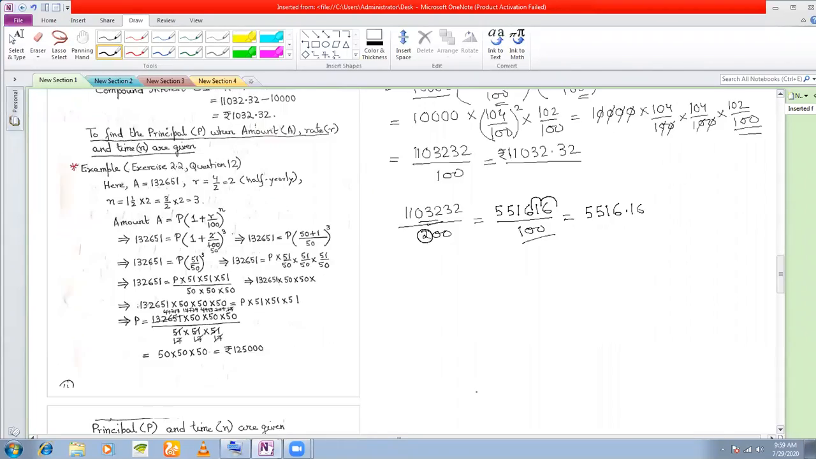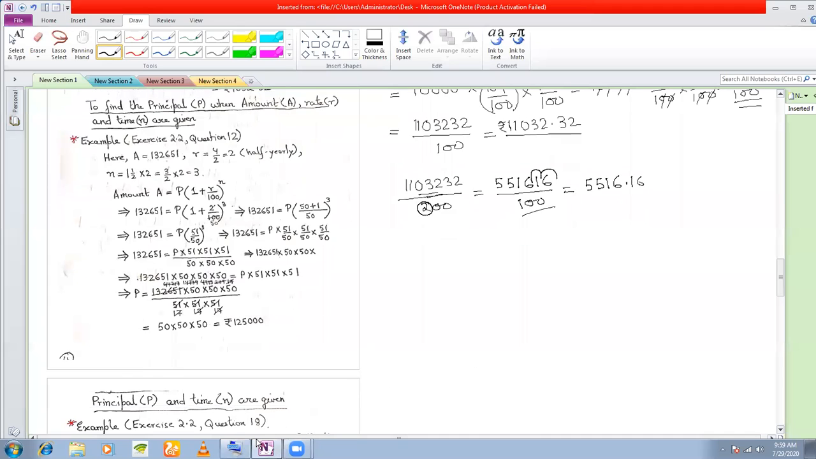Yes, sir. So even if you have powers of 10, or if you have any other numbers in the denominator, then this is something that you can do. Okay, let us look at the next one.